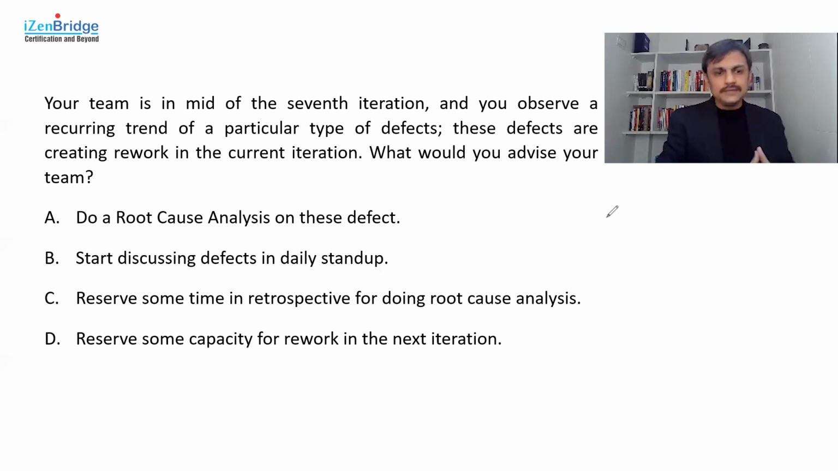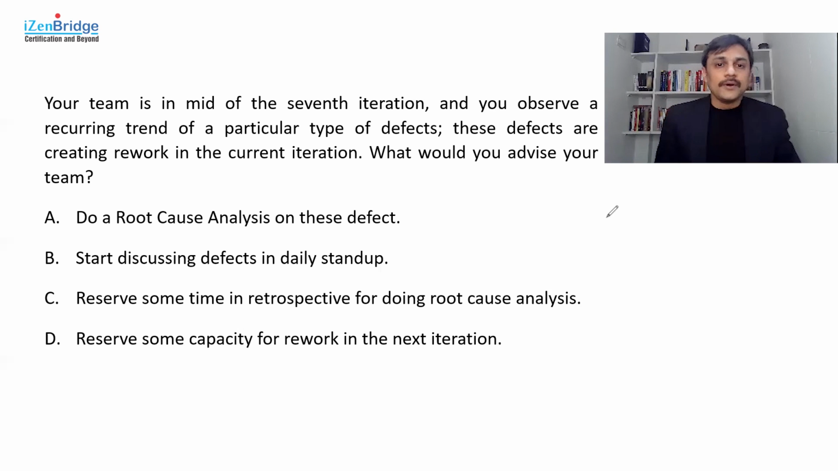Option D, reserving some capacity for rework in the current or next iteration, seems to be accepting that these defects will come and we should have some capacity built for it. So D is not solving the problem, rather letting it reoccur, but planning a little so that it is accounted for in our planning. And option B is saying let's track them well, which might be okay, might not be okay, depending upon what other options we have. So we flag B and D and look at A and C.